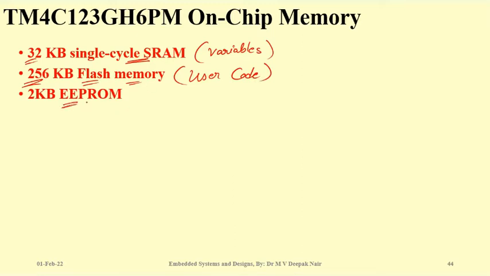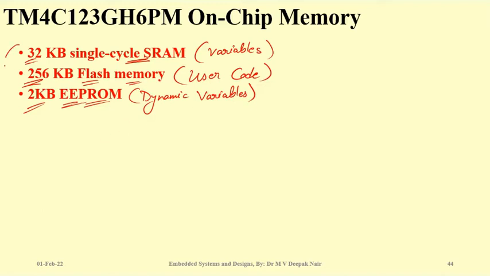Apart from that, EEPROM is also available. 2 KB of EEPROM. These are dynamic variables which are going to change in between the program also. Okay, so dynamic variables, which may change between the program also. So 2 KB of EEPROM.